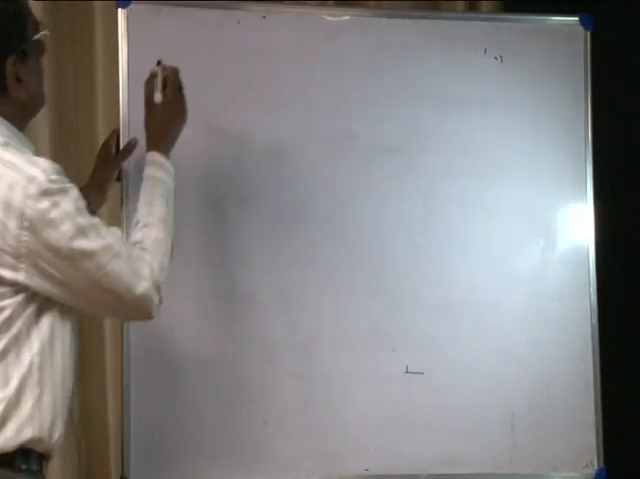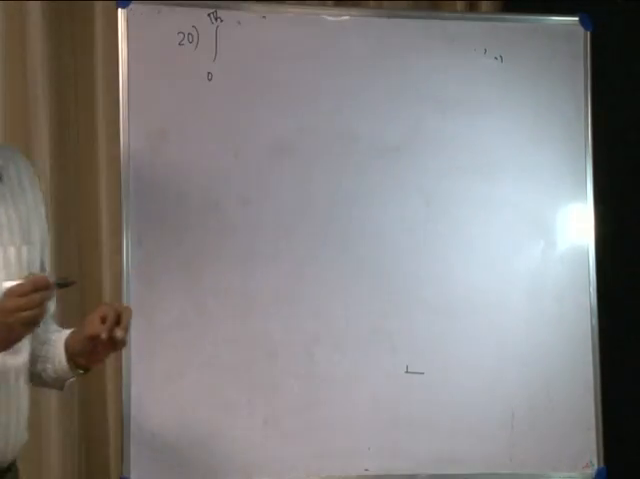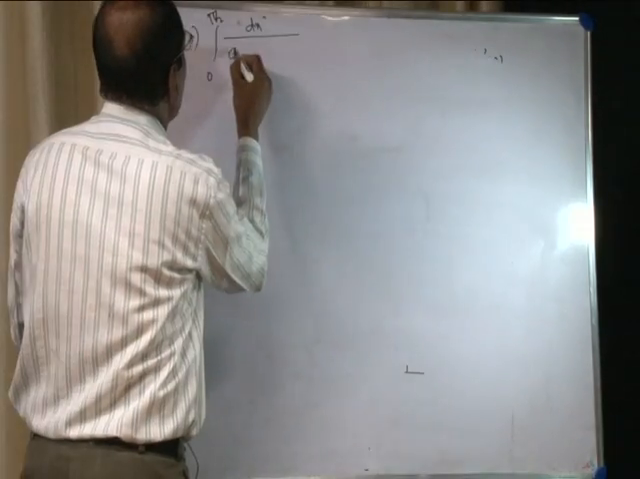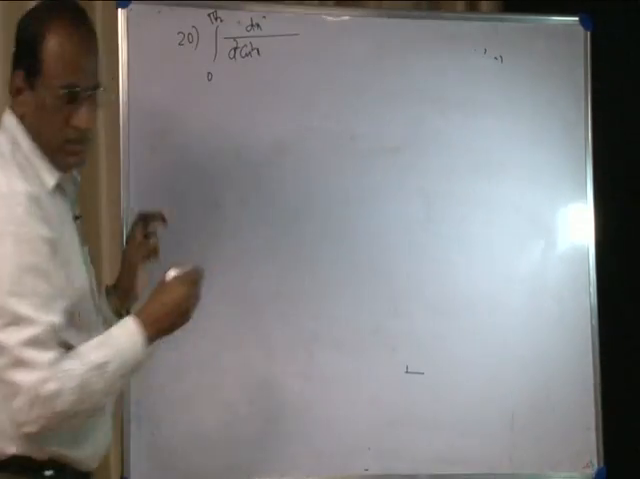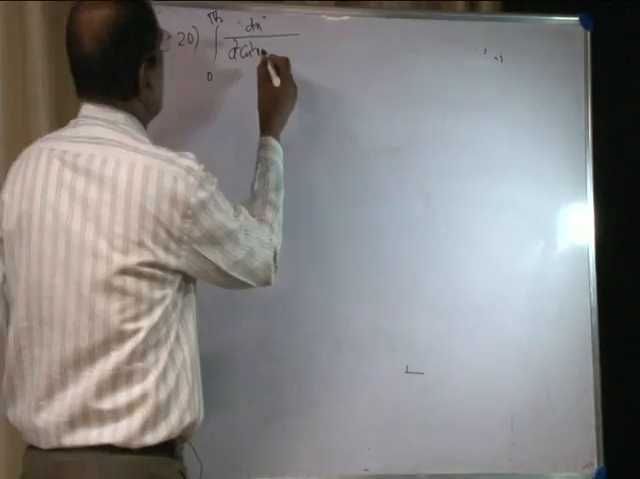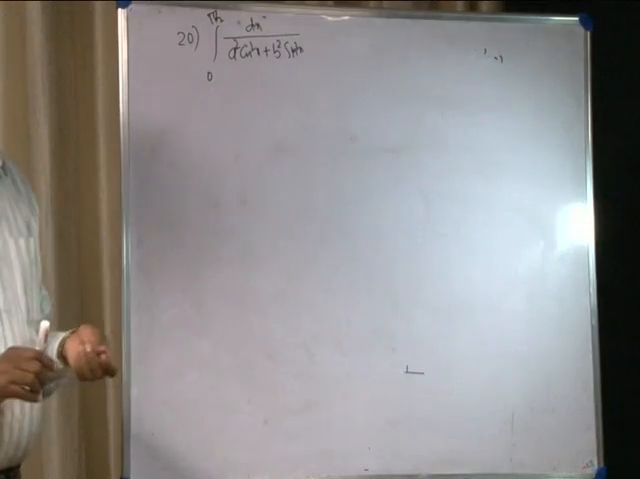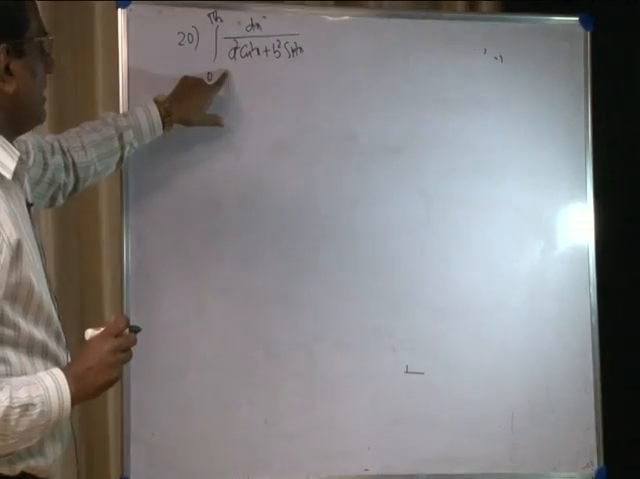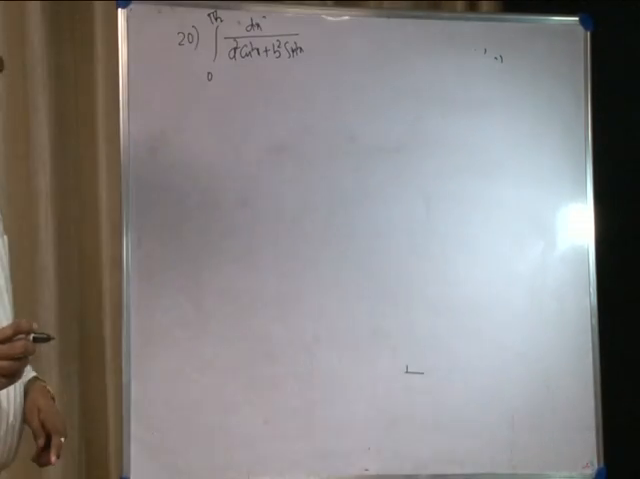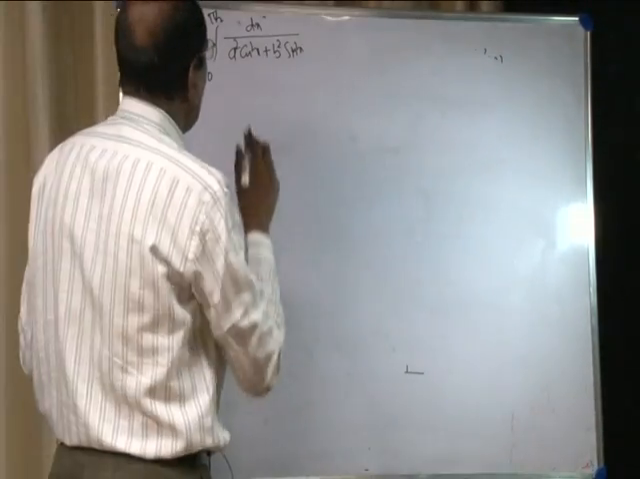Zero to pi by 2, dx divided by a square cos square x plus b square sin square x. See here, two trigonometric functions are there, a and b are constants. Now, how to integrate this?